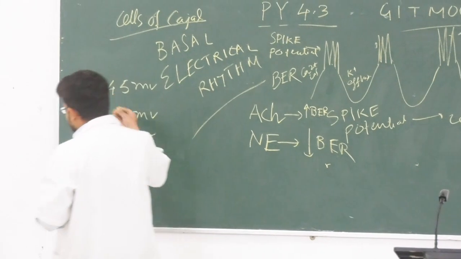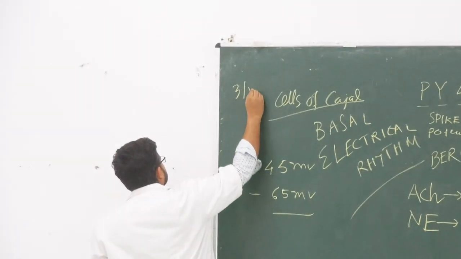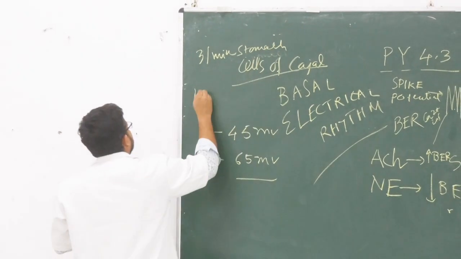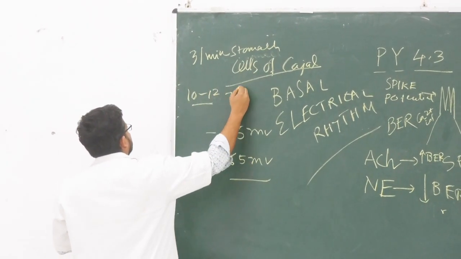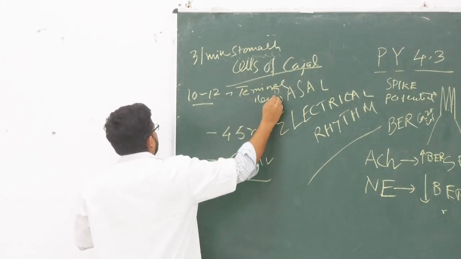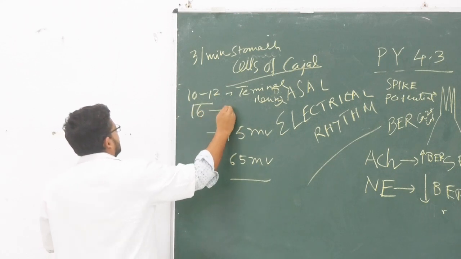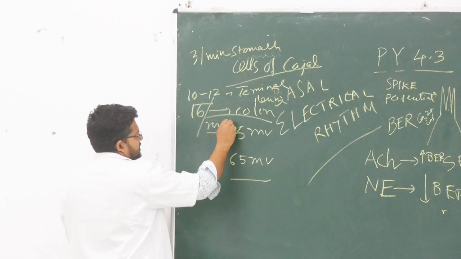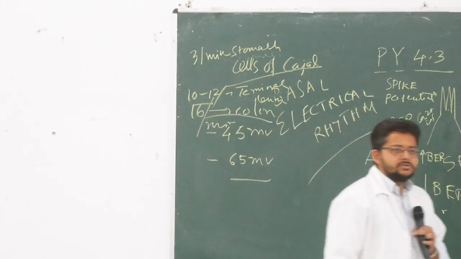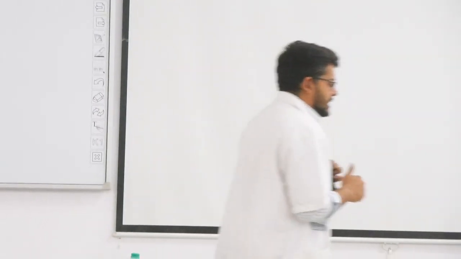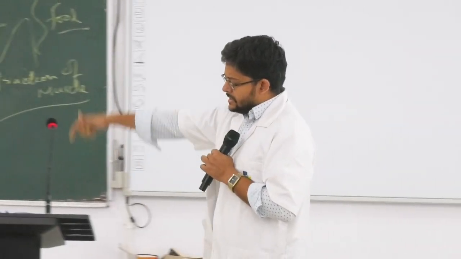So if we look at the number of contractions, it is 3 per minute in the stomach, approximately 10 to 12 in the terminal ileum, and almost 16 in the colon. So 16 per minute. These are all per minute. These are gross basal contractions that happen, and the number or frequency of these contractions increases the further it goes.